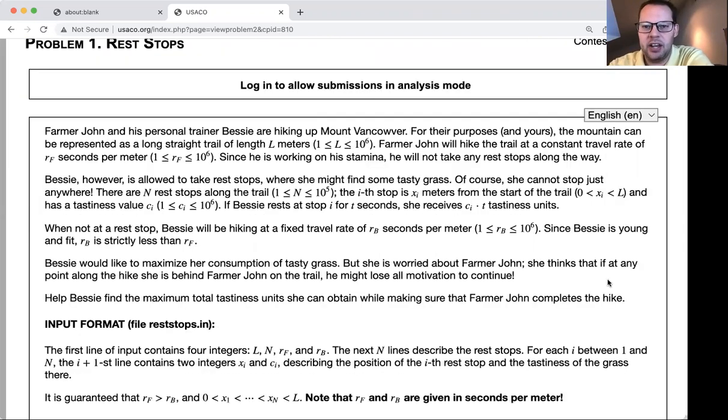Farmer John and his personal trainer, Bessie, are hiking up Mount Van Couver. For their purposes and yours, the mountain can be represented as a long, straight trail of length L meters, where L is between 1 and 10 to the 6th. 10 to the 6th, make a note of that.